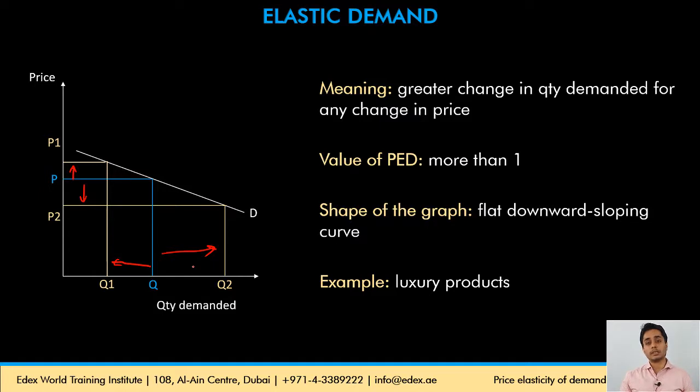Examples of such products are luxury products. These are products which we don't need for our daily survival, but we buy them because we have that extra income. When we see that the producer is increasing the price, we tend to buy lower quantities of these products because there might be alternatives available in the market, and we prefer to buy from producers or suppliers who are charging us a relatively lower price. So you would notice for such products that if the producer changes the price even by a small percentage, consumers quickly shift away from such products.